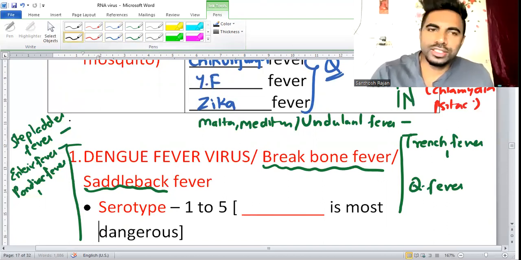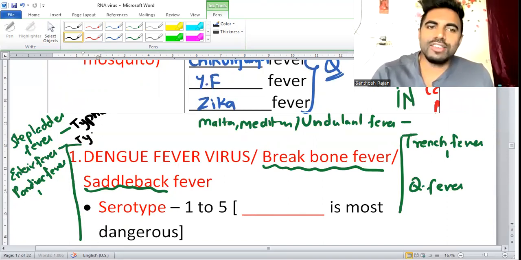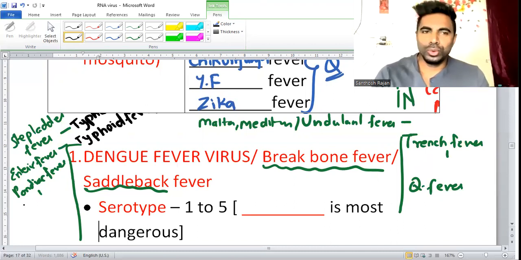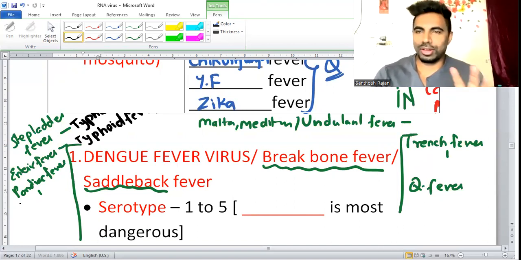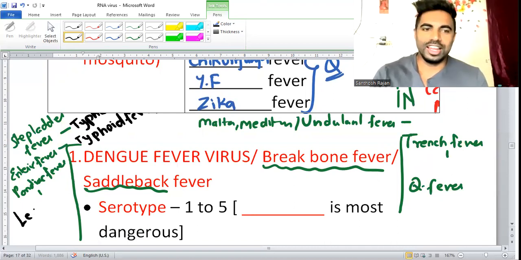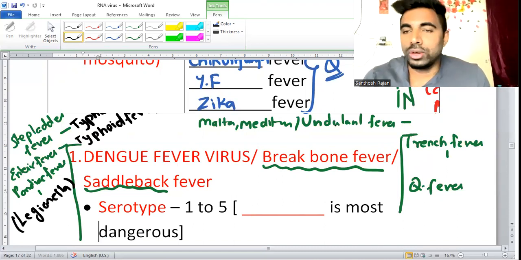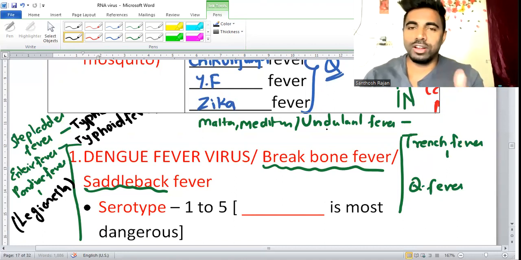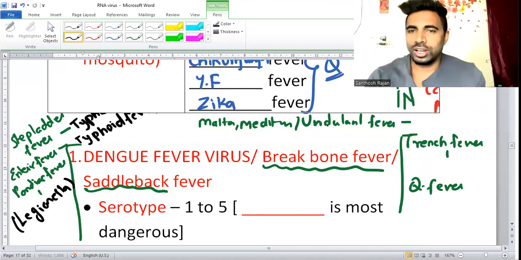Tell me. Stepladder is, of course, typhoid fever. Enteric fever is also another name for typhoid. Pontiac fever: who used the Ponce powder? Legions. Legions are military recruits, so that's what I remember. Pontiac fever is for Legionella. Malta, Mediterranean, Undulant: who likes to travel? Am I hearing Brucella? Yes, you're right. Bruce Lee likes to travel, with Brucella.